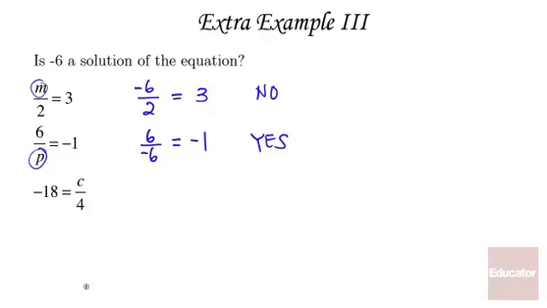And then here, negative 18 equals negative 6 over 4. Well, does negative 6 divided by 4 equal a negative 18? No. So this one is no.